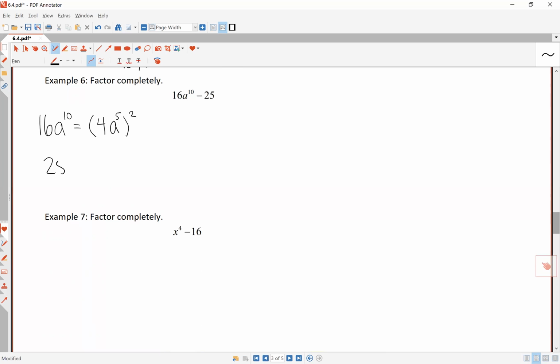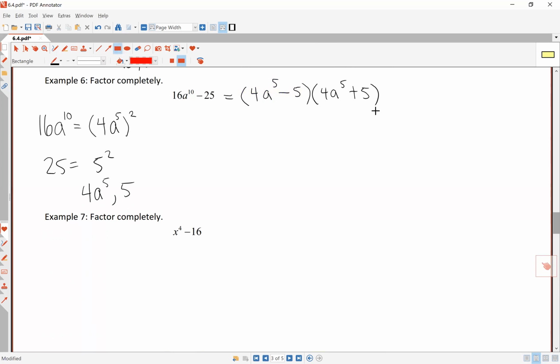The second term is 5 squared. We've recovered our two pieces, 4a to the 5th and 5. Once we recover our two pieces, we subtract them and we add them. 4a to the 5th minus 5 times 4a to the 5th plus 5.